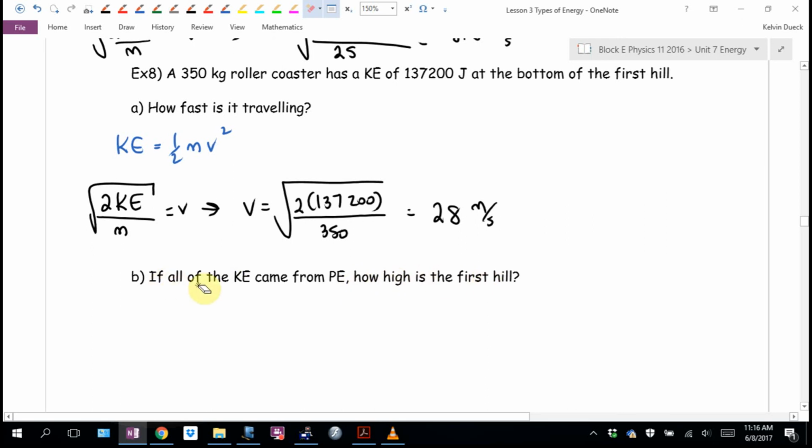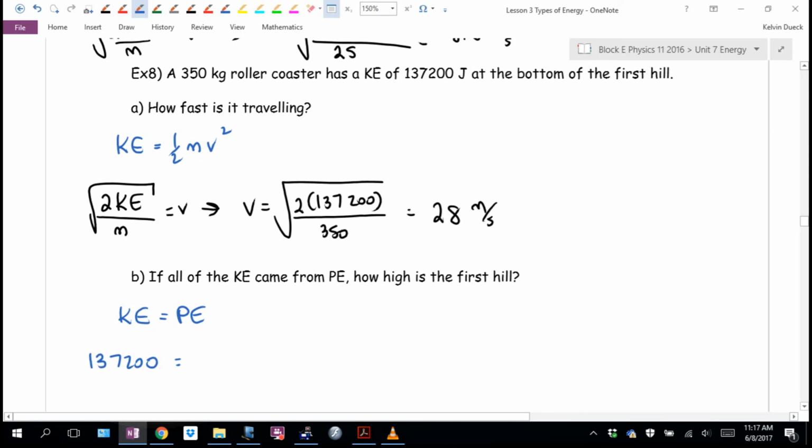Mobeen, can you read this out loud to me again, please? Stop. Keep reading. Stop. That's really what that sentence is telling me. If all of my kinetic energy came from the potential energy, if they were equal to each other. Mobeen, how much kinetic energy do we have from the top there? 137. And Mobeen, what was the equation for potential energy?